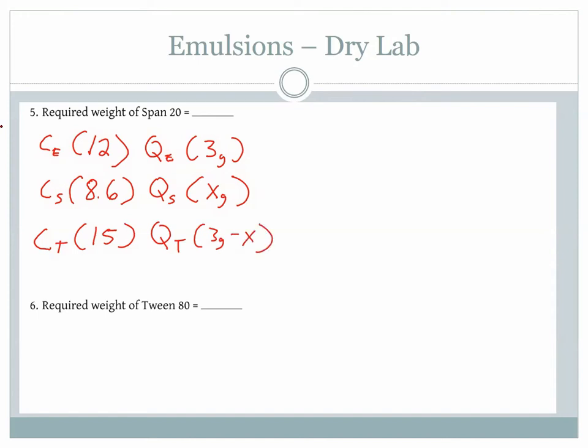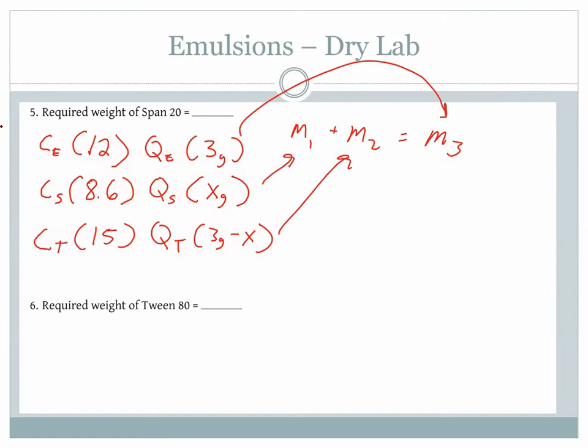So as long as you can see that the amount total is 3 grams, the amount of the span is X, and the amount of the Tween is 3 minus X, then we only have one variable and we can set up our formula because we know mass 1 plus mass 2 equals mass 3, okay? And so this one is essentially the mass 3, that's the mass 1, that's the mass 2, okay?